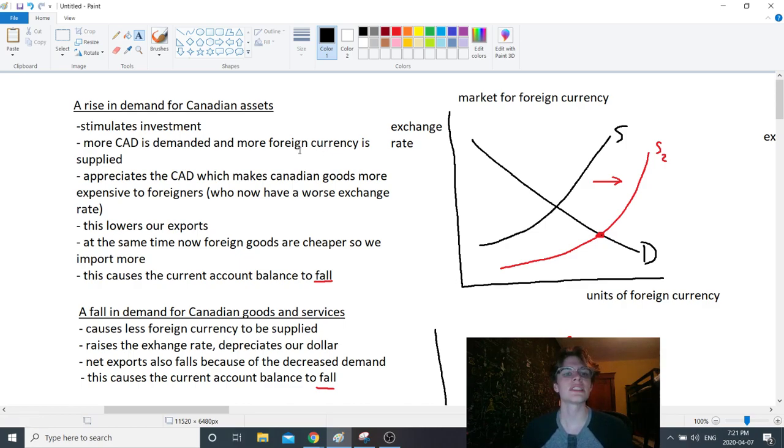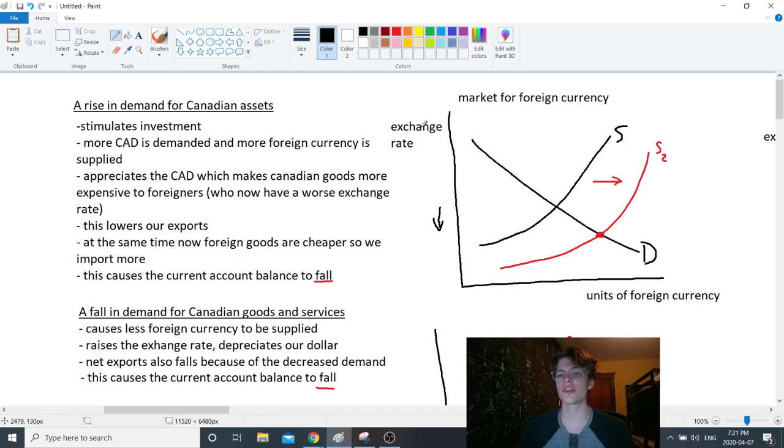What's that going to do? Well, in order to buy our Canadian assets, they're going to need to exchange their own. So their supply is going to shift to the right because they're going to supply more of their currency to us. And what is that going to do? Well, it's going to move down here, and the exchange rate goes down. When the exchange rate goes down, that means it appreciates our currency.